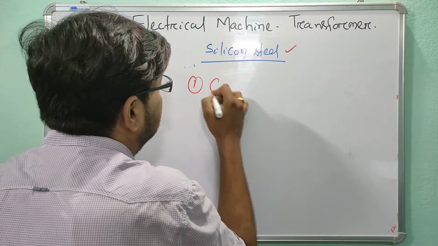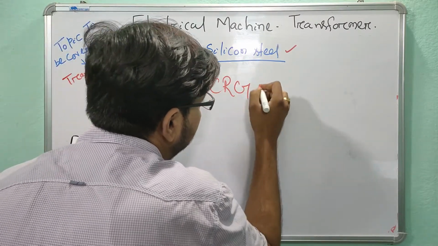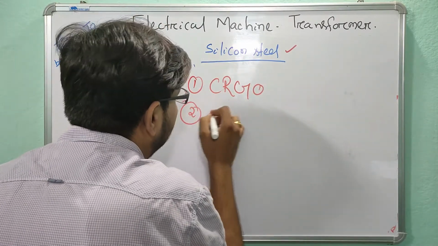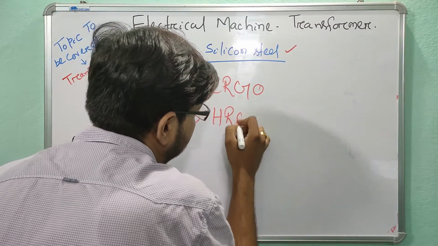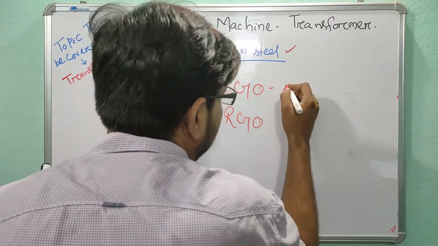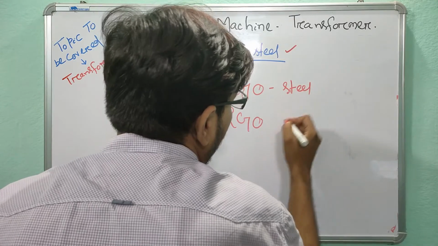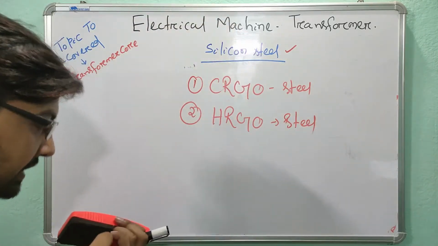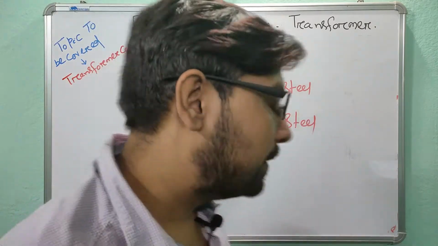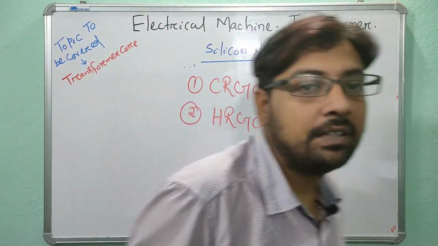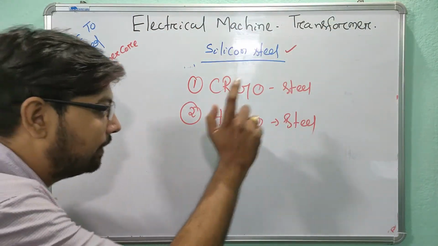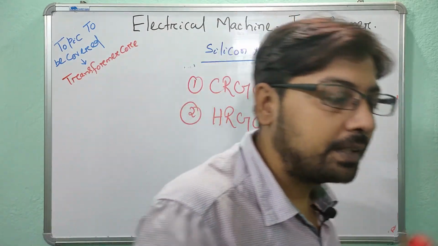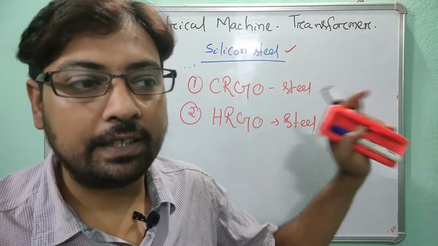Number one is CRGO steel or HRGO steel. So what is CRGO? Cold rolled grain oriented steel. And what is HRGO? That is hot rolled grain oriented steel. So for that we use CRGO steel or HRGO steel.